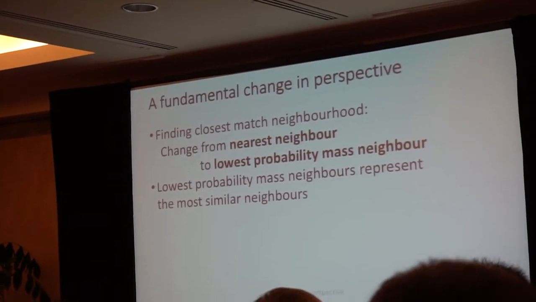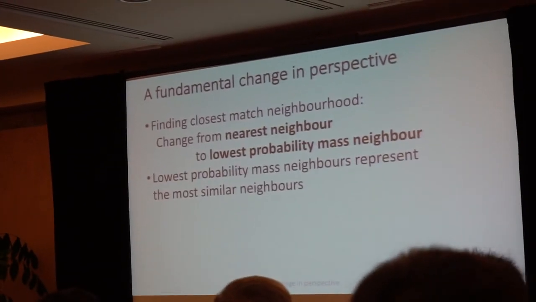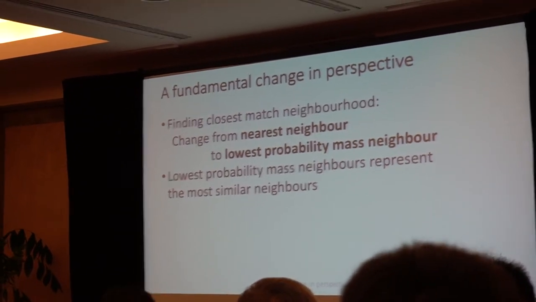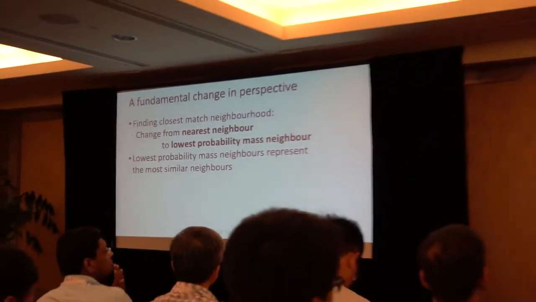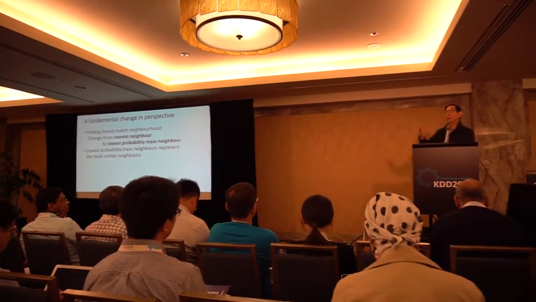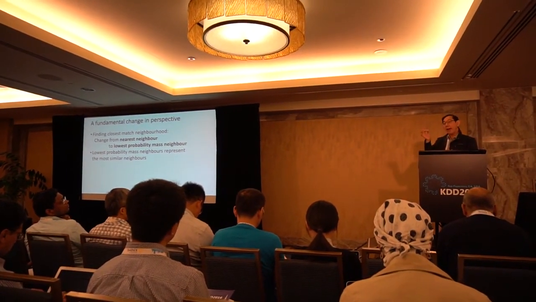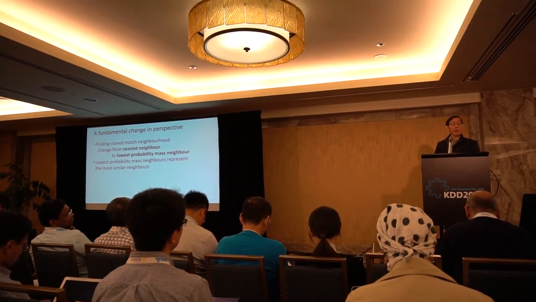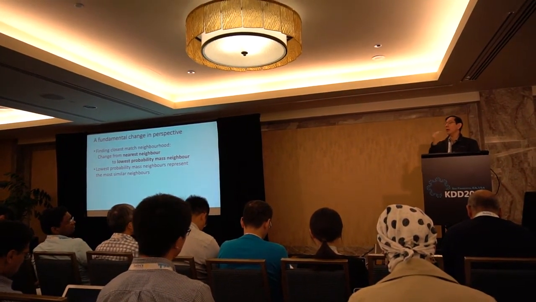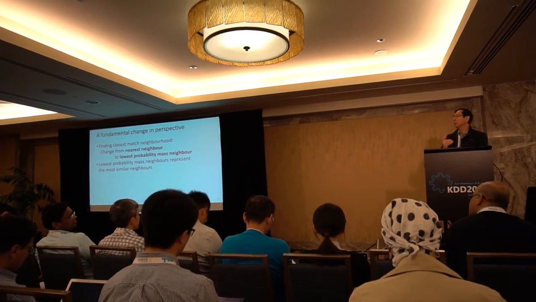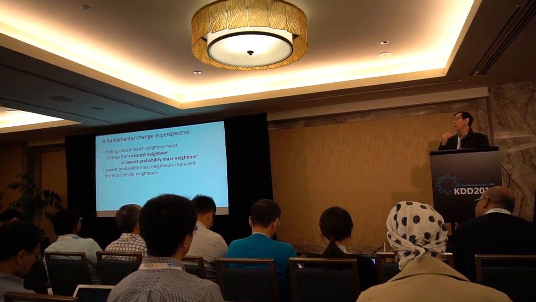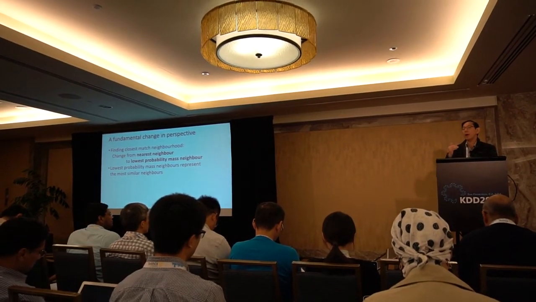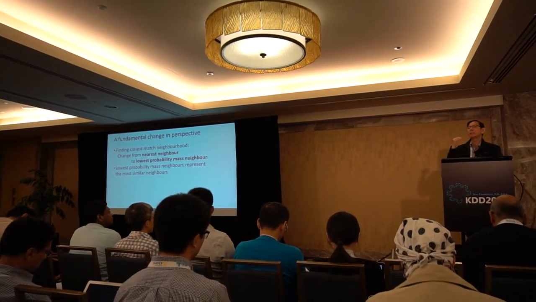So we all know that, given a point, we want to find the closest matched neighborhood. And because we are familiar with distance, we almost always use the distance function. Now what that means is, for x, we want to find the nearest neighborhood. But if you now change to use the data-dependent dissimilarity, then your most similar neighborhood is in fact defined by the lowest probability mass.